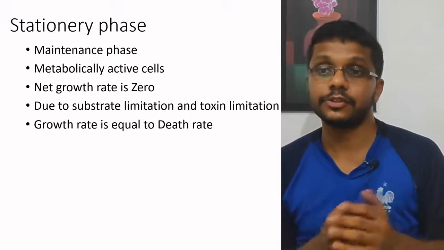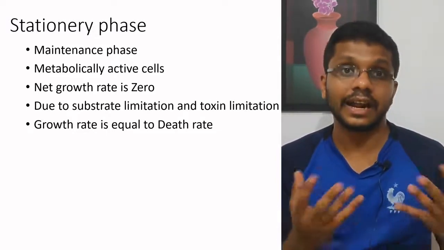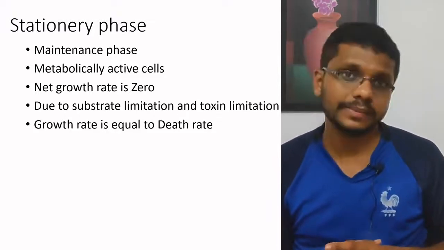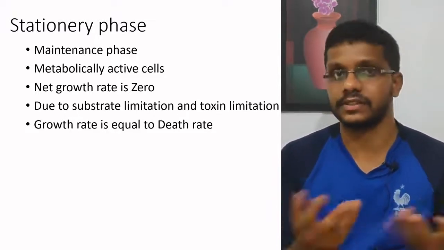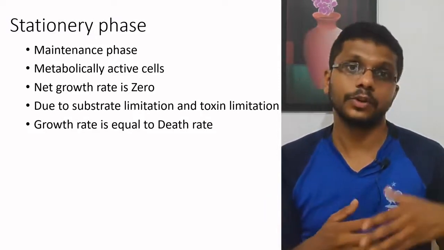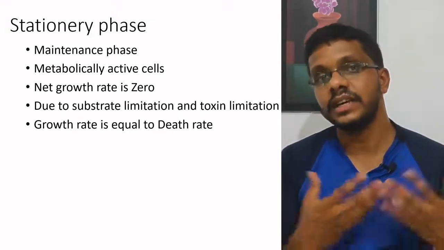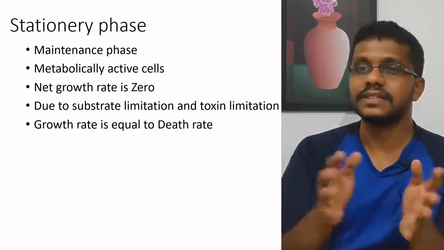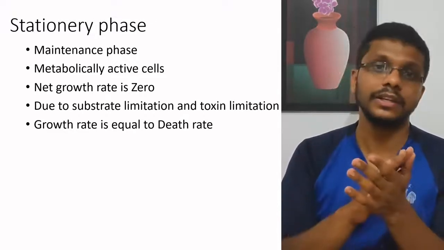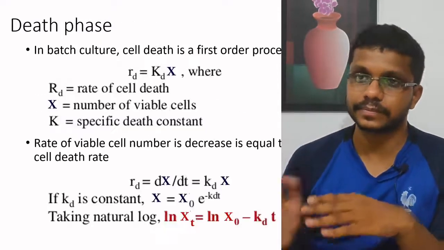This happens due to two different reasons, either substrate limitation, unavailability of the carbon source, nitrogen source, minerals, vitamins, anything, or toxin limitations. Microorganisms may be producing some toxins. Toxin in the sense maybe a protein toxin, or sometimes it produces an antibiotic, or it may produce some acids which inhibit the growth of the microorganism itself. So in the stationary phase, as the number of microorganisms is constant, there is no net growth. So we cannot make an equation for the stationary phase.